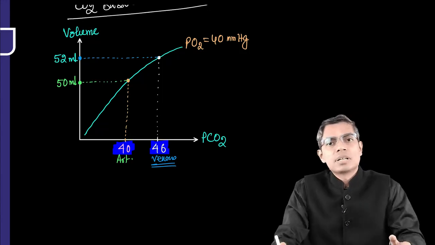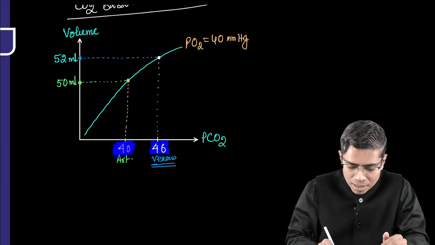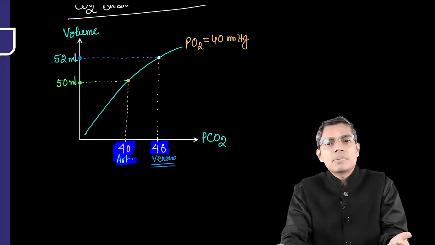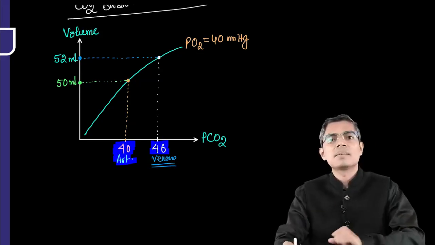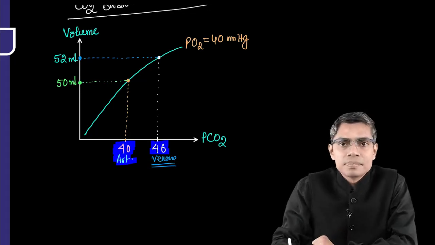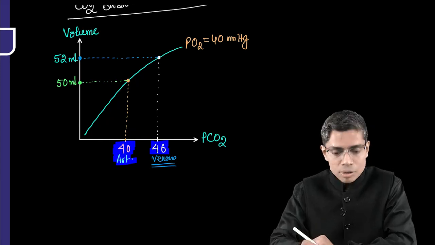But is it the actual condition? When the partial pressure of carbon dioxide is 40 in the arterial blood, what is the content of carbon dioxide in the arterial blood? That is 48 ml. But here in this curve I am getting 50 ml. So what is happening? We are not looking at the oxygen.